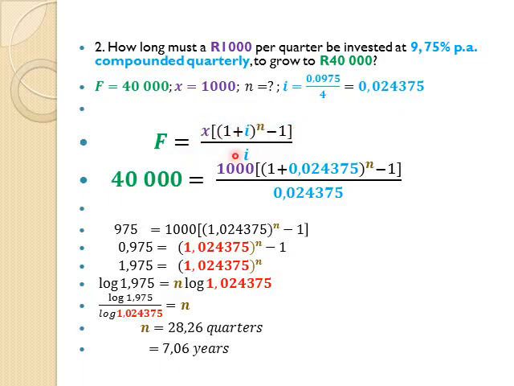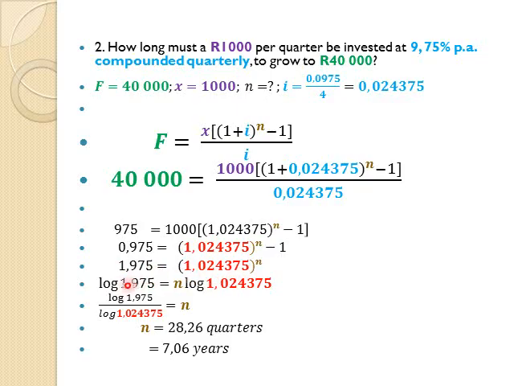F is 40,000, x is 1,000, i is 0.024375, to the power n minus 1. There the interest is the same. 40 times this denominator would give me 975. And then I'm left with 1,000 times 1 plus i to the power n minus 1. Right, if we simplify, 975 divided by 1,000 is 0.975, and if I take the minus 1 over, it becomes plus 1, 1.975, and I'm left with 1.024375.